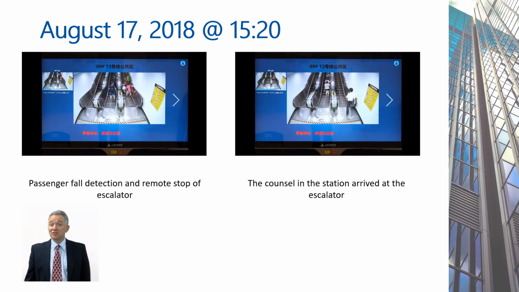An example incident occurred at 15:20 on the 17th of August 2018 on an up-running escalator. An elderly lady fell down after not holding the handrail. The operator in the security monitoring room was informed by the monitor of the incident and pressed the actual emergency button to stop the escalator immediately. The escalator was stopped 14 seconds after the fall, with the council arriving at the escalator 12 seconds later. The actions effectively prevented further injury of the passenger, greatly improving the safety of the escalator.